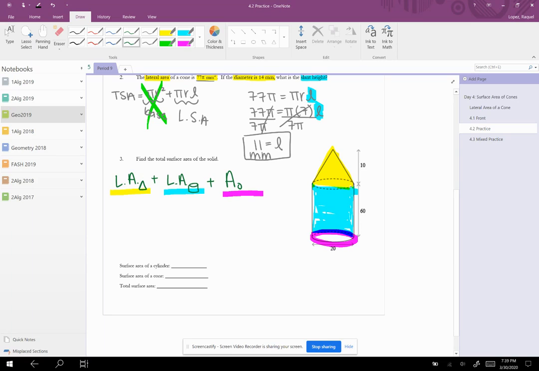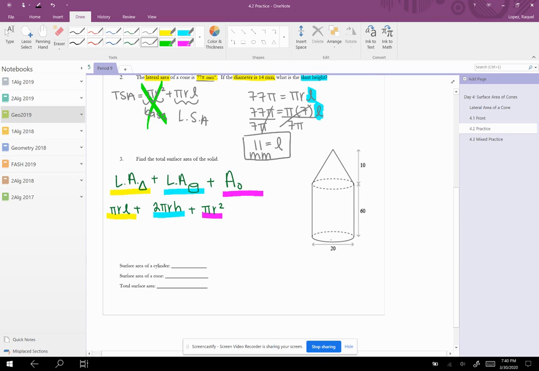So to find the lateral area of a cone, it's pi rl, plus the lateral area of a cylinder is 2 pi r times the height, and the area of a circle is pi r squared. Okay, so again, this is just what I'm using. This is my plan, and now I can go ahead and start plugging in numbers. So I'm going to go ahead and erase these colors.